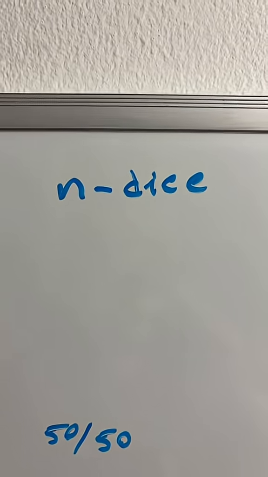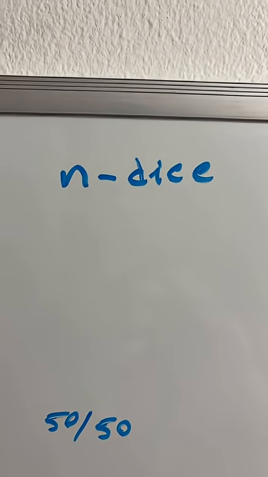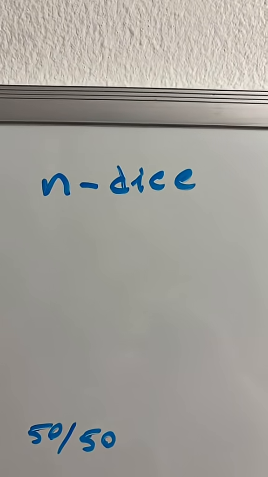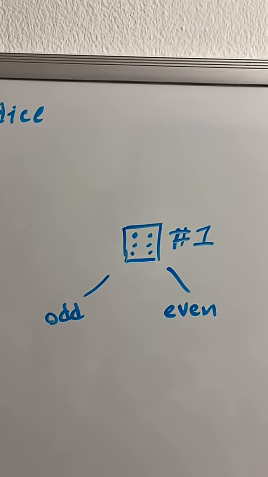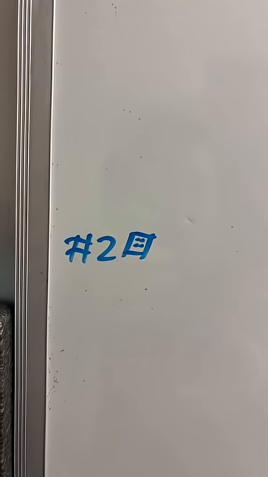What if we were to roll n dice at once, or a whole number of dice? How would that change our outcome? Think about it like this. We roll 1 die first, and we get either an odd or an even number. Now let's roll a second die.